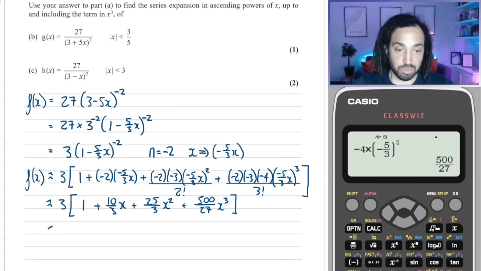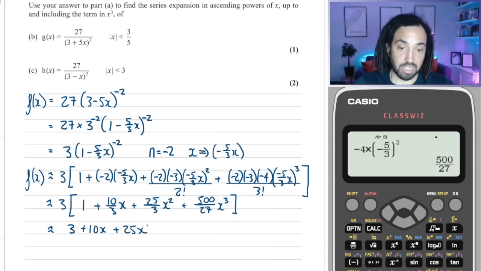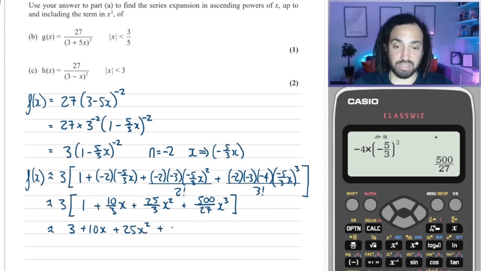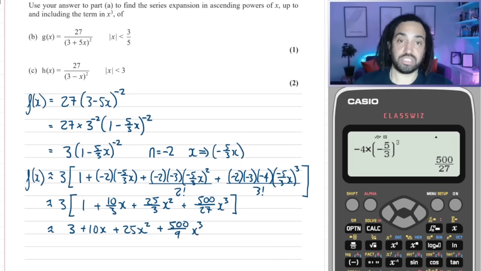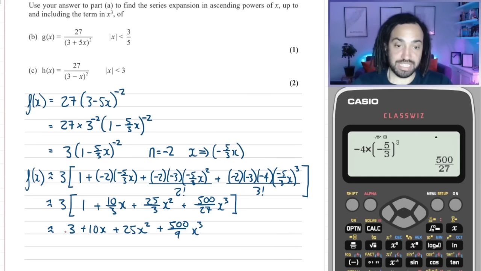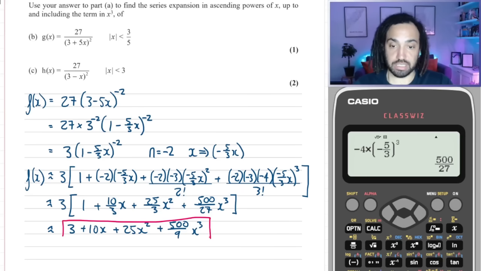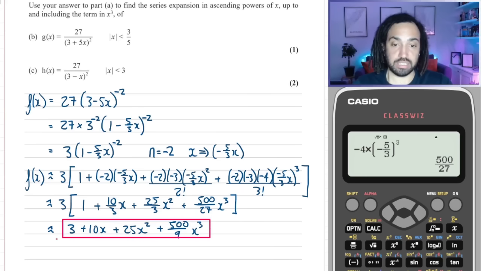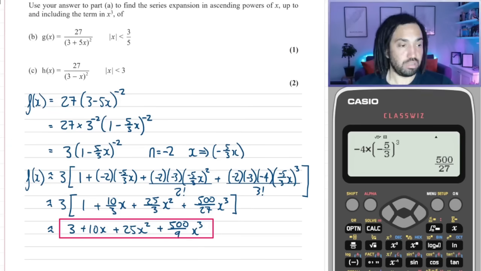Close bracket, and then we've got to times that by 3. Don't forget to do that. So timesing through by 3 is going to give us this, and that will give us 500 over 9x cubed. Okay, fantastic. That is correct. Love that. Love that a lot.